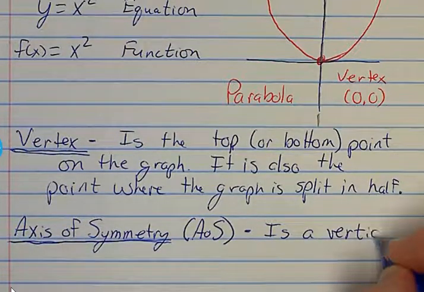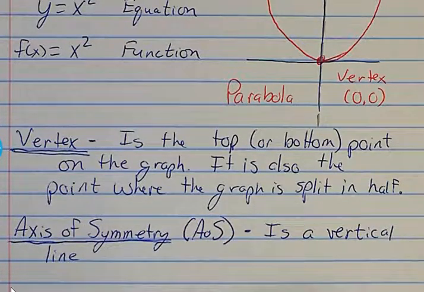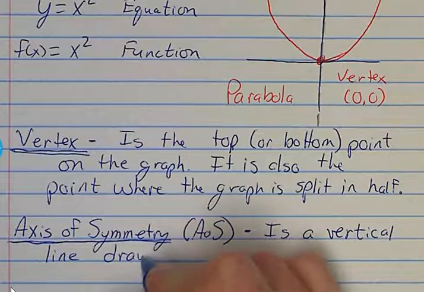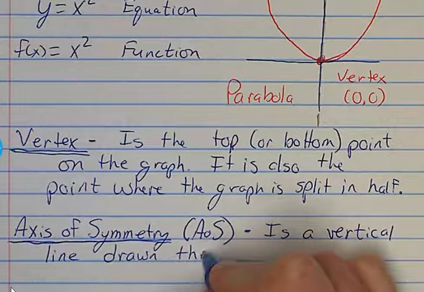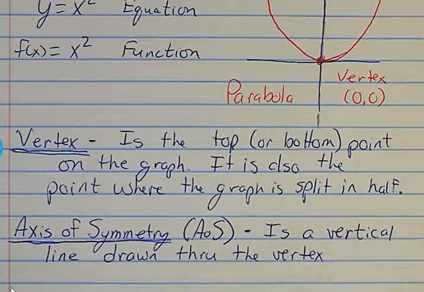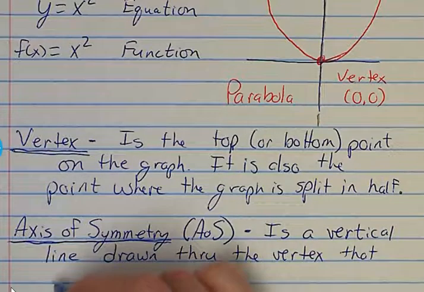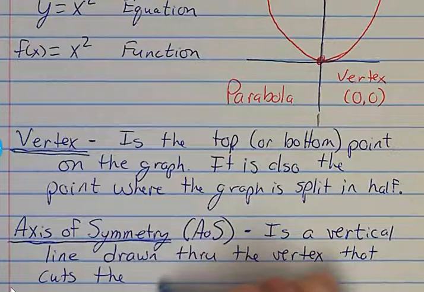Okay, so the axis of symmetry is a vertical line drawn through the vertex that cuts the graph into equal halves.